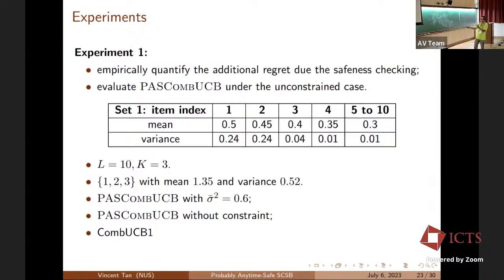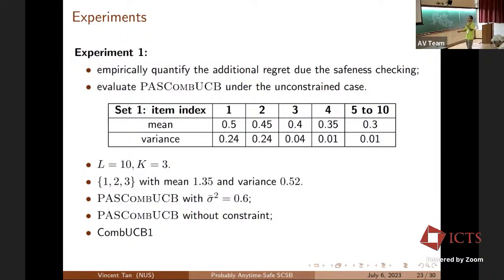No matter how you add three numbers here in the variance, you will not exceed 0.6. So it's essentially unconstrained, but the algorithm does not know it. I think the variance here is 0.52 if you add these three numbers. And this is the optimal set, 1, 2, 3, because it has the highest mean and yet its variance has not busted the constraint. Cool.